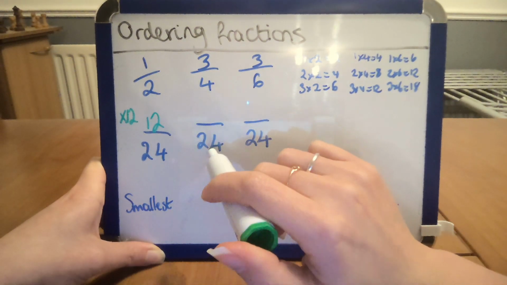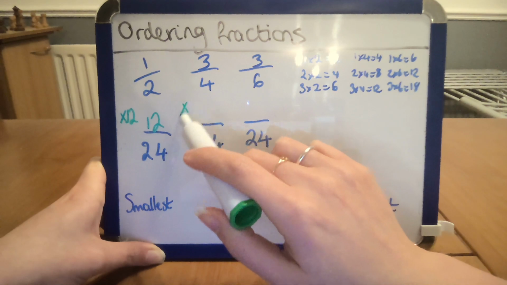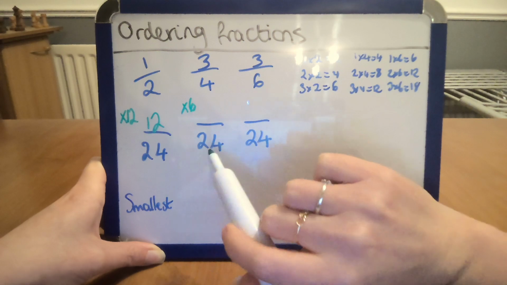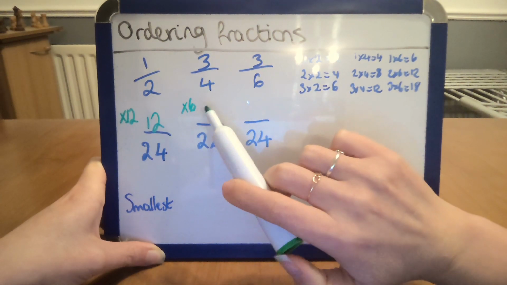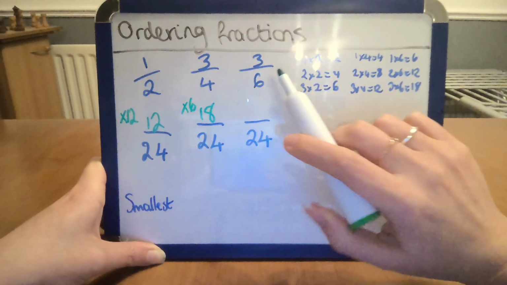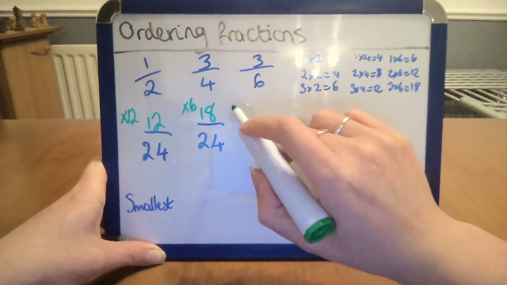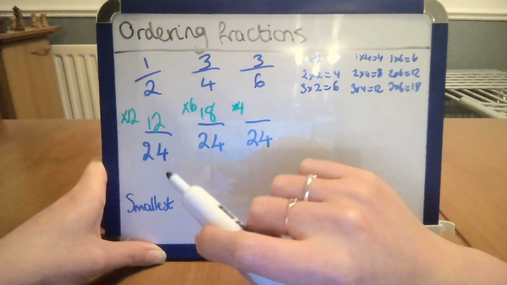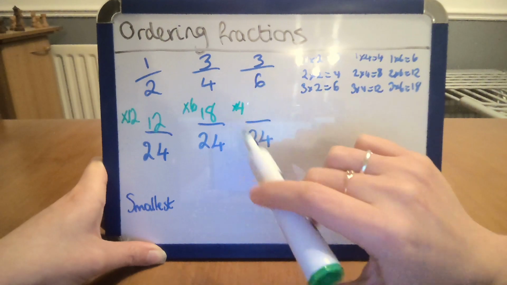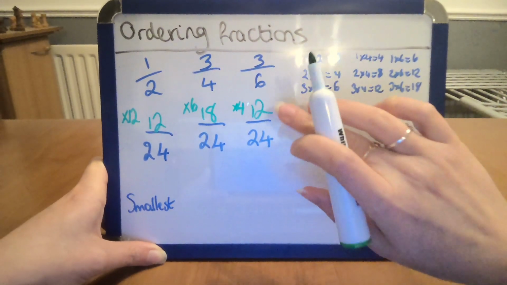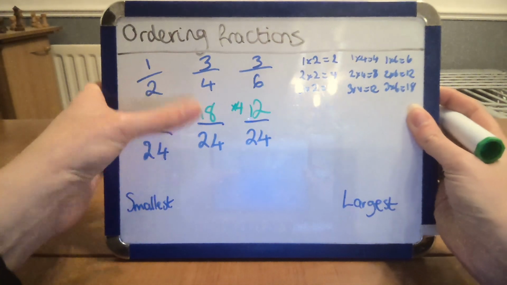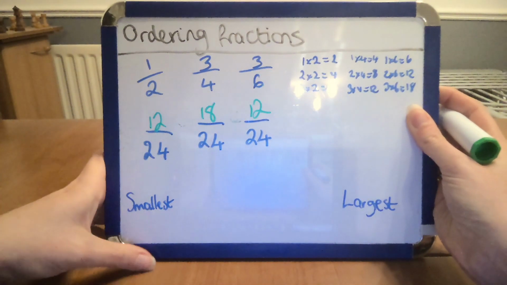What have I done to 4 to get to 24? I have multiplied it by 6. So I have done 4 times 6 is 24. And whatever we do to the bottom, we have to do to the top. So then we do 3 times 6 is 18. What have I done to 6 to get to 24? I have times it by 4. Whatever we do to the bottom, we have to do to the top. So 3 times 4 is 12. So my new fractions are 12 over 24, 18 over 24, and 12 over 24.